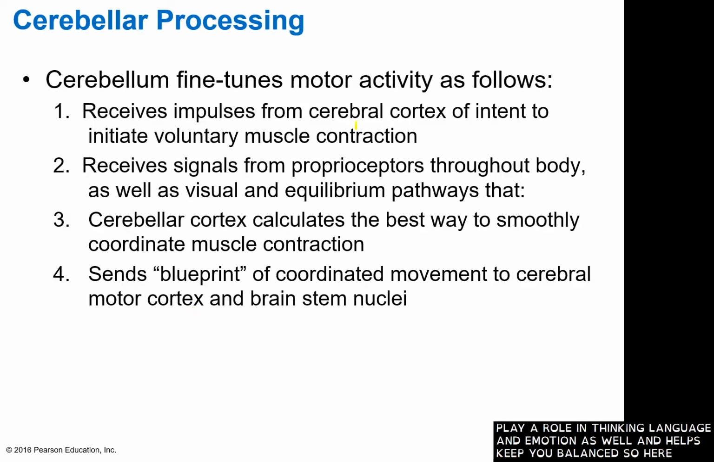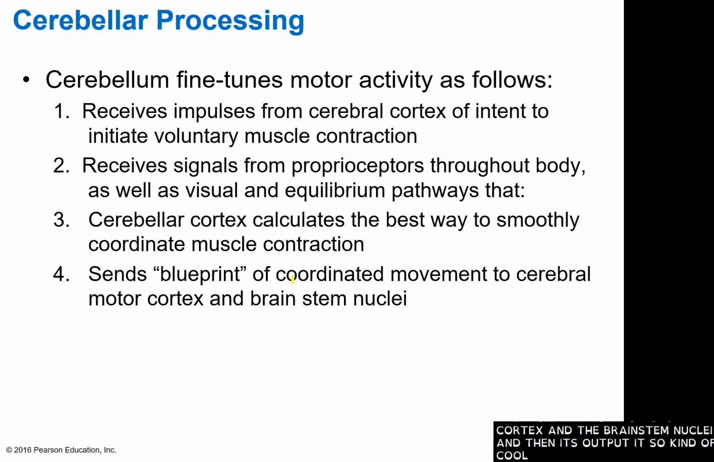So here, how it fine-tunes motor activity: it receives impulses from the cerebral cortex to initiate that muscle contraction. So it says, okay, we're going to contract the muscle. Then it receives signals from those stretch receptors. So how are we going to react to what the muscles feel right now? And then the cerebellar cortex calculates the best way to smoothly coordinate the muscle contraction. This sends the blueprint to the motor cortex and the brainstem nuclei, and then it's outputted.